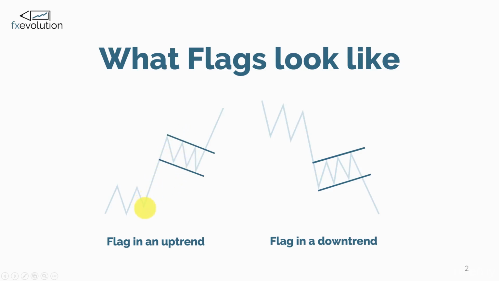A flag is formed when the high is broken, and we can see that there's a level of consolidation after that. This forms the flag area, and the breakout area, or the pole as we call it, is this area here. We can see in a downtrend, when the breakout happens, the pole is formed, and the series of consolidation after that is the flag area.